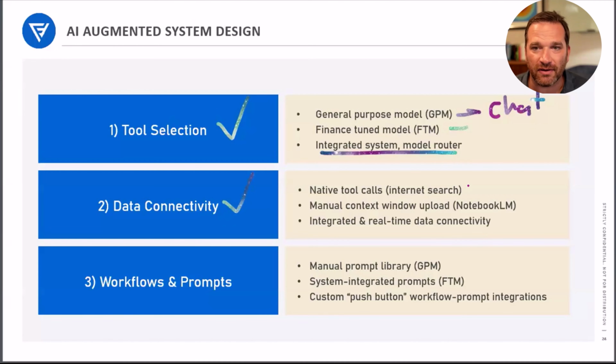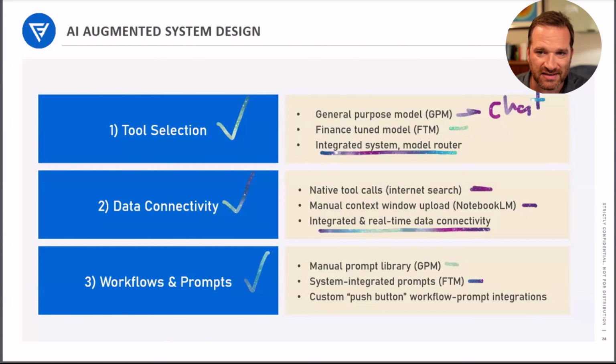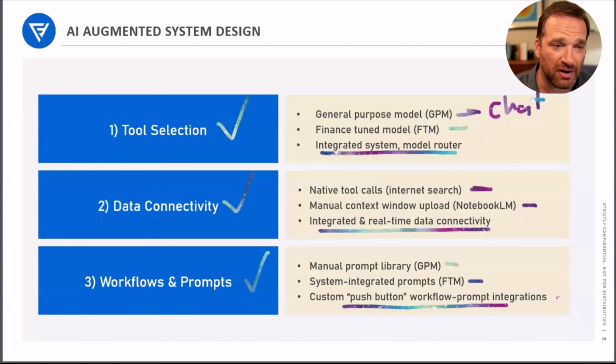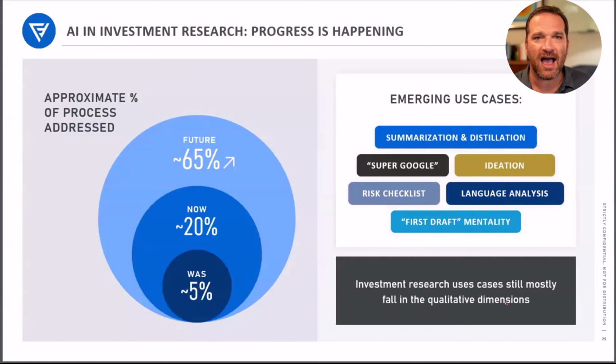the right data. So natively these tools can call an internet search engine, or you can manually upload documents into Notebook LM, or you can create an integrated real-time data connectivity system, and then workflow and prompts. You can have a manual prompt library prompting the GPMs, or many of the FTMs are creating system integrated prompts and sort of push button workflow prompt integration. So that's sort of the framing of the stack.